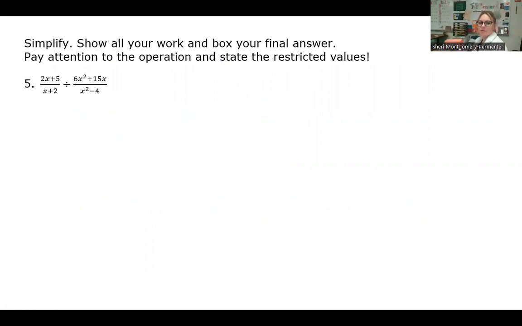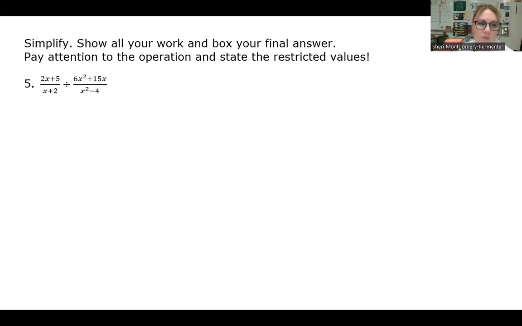All right, the problem says simplify. Show all your work and box your final answer. Pay attention to the operation. That should probably be the first thing that we identify because you have questions. There will be addition, subtraction, multiplication, and division. 4 different operations, and I think there's like 6 questions, so some of them will repeat. You've got to know what operation you're doing.